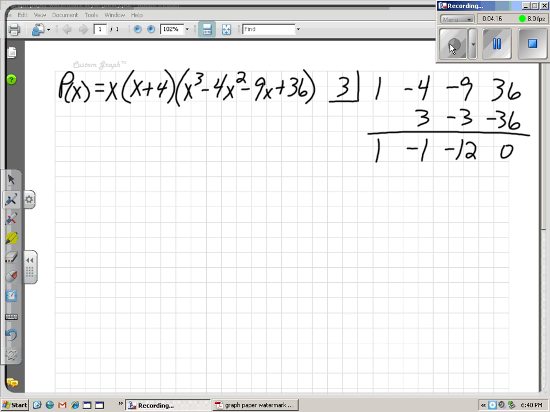And I got a remainder of 0 again. That means, yes, that means 3 is a 0. It also means that x minus my 0, minus my root, which is 3, is a factor.